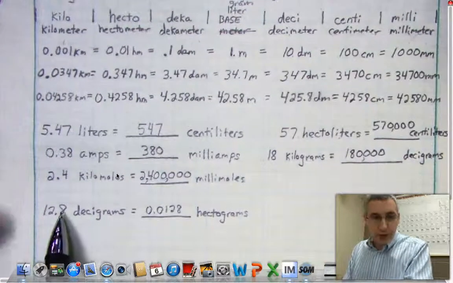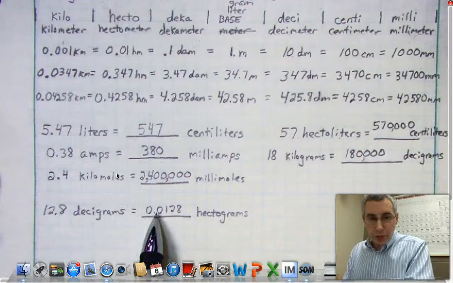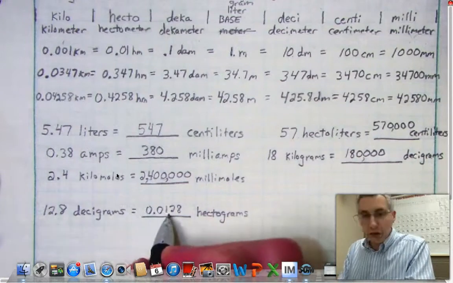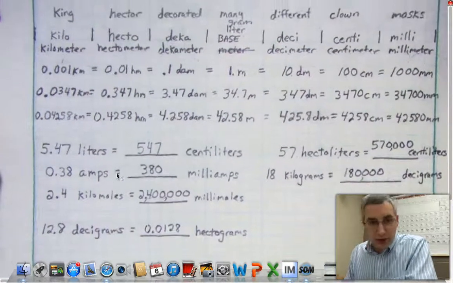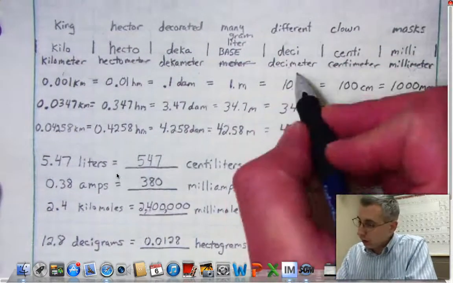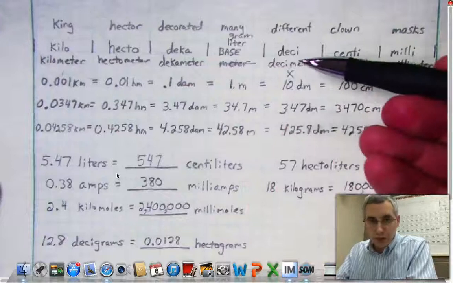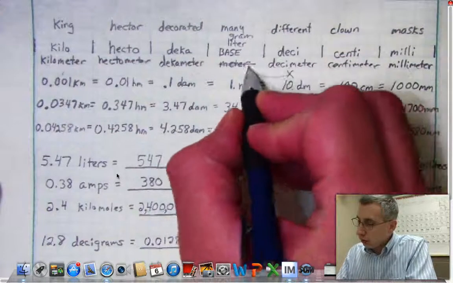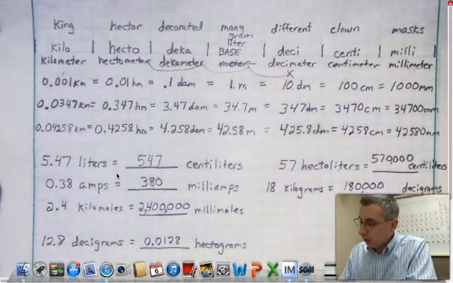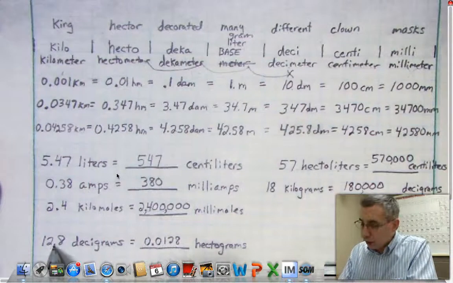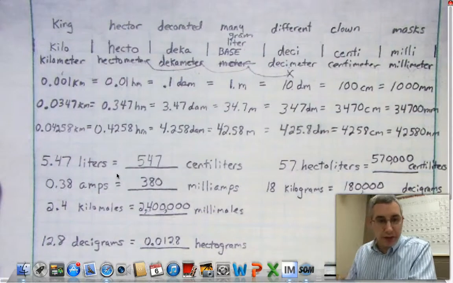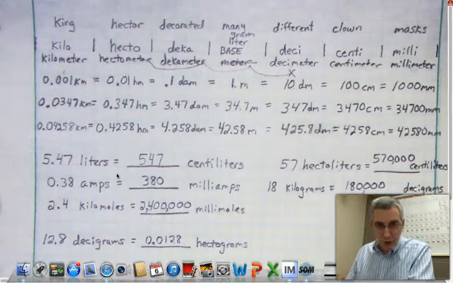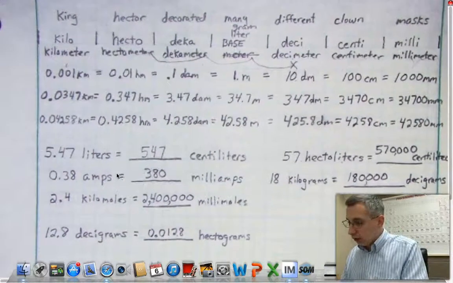So your answer to 12.8 decigrams should be 0.0128, same thing. And let's check how you should have done that. You should have started over here with deci and moved left to hecto. 1, 2, 3 places. So your decimal originally was between the 2 and 8, so you would go over 1, 2, 3, and that is how you arrive at the correct answer: 0.0128 hectograms. And that concludes this video.